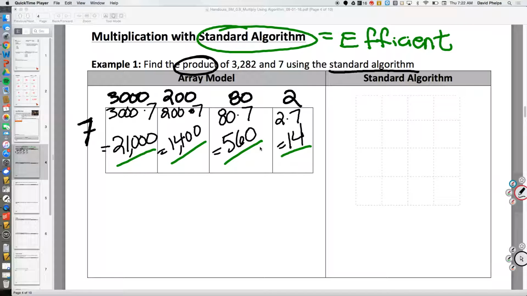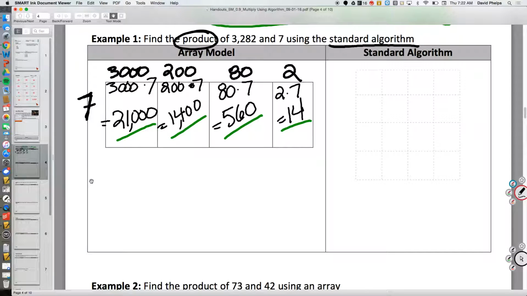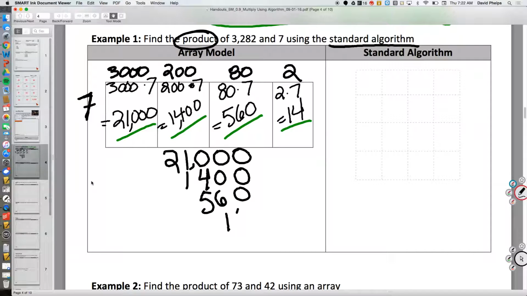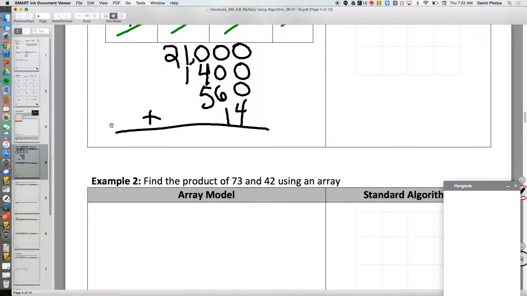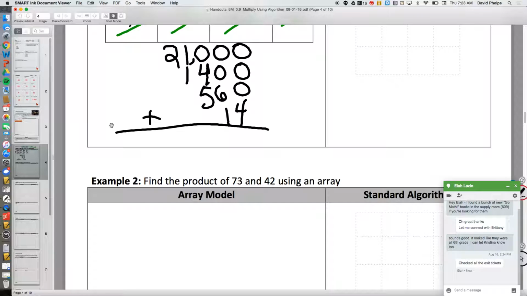Great, moving on. So these 4 numbers are our partial products. To find our final product, we have to add all these puppies up. So underneath, line up your digits, 21,000. And then 1,400. And then 560. And 14. Notice every digit is lined up in the correct place value, because that's how we add multi-digit numbers.